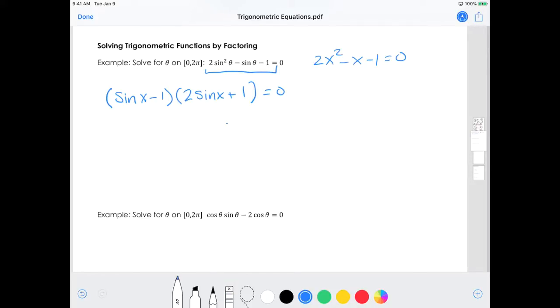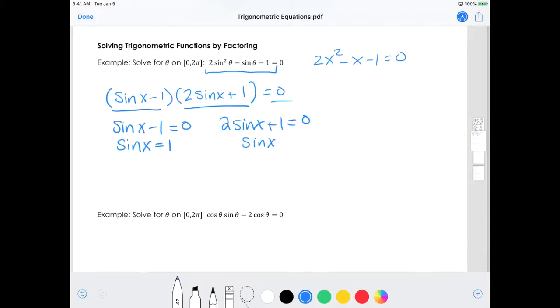Okay, once we factor it, then we're going to set each of these mini equations equal to 0, just like we would if it was a quadratic. So I have sine x minus 1 is equal to 0, and 2 sine x plus 1 is equal to 0. So I'm going to get that sine x is equal to 1, and sine x is equal to negative 1/2.